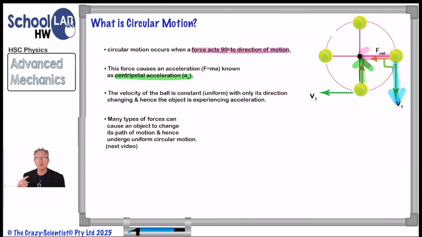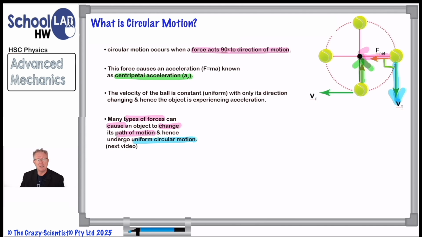So an object going around, let's say a planet going around a central sun, is maintaining a certain speed in its orbit, right? But its direction is constantly changing, so therefore there is acceleration going on. And what do we call that acceleration? Centripetal acceleration. Okay, and so that's something we need to think about as well. Now, there's many types of forces that can cause an object to change the path of its motion and therefore undergo uniform circular motion, and we're going to be looking at those in the next video.